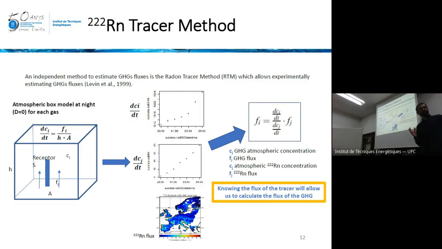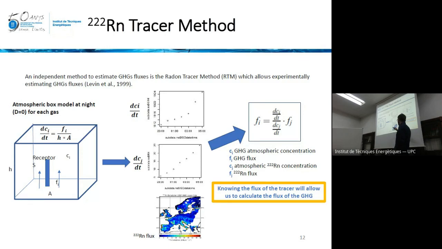For this case, it can only be used during the night, when we suppose the boundary layer is stable. It is also assuming a regular radon flux over this area. So this methodology is getting one time the radon flux.